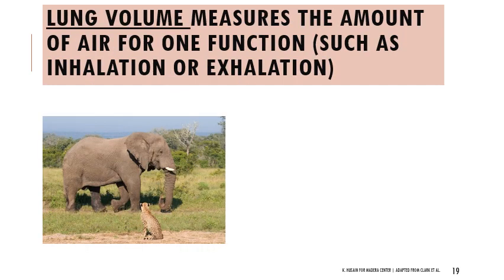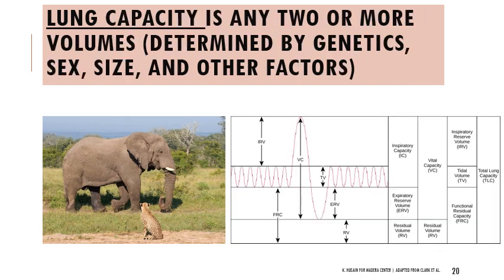So another metric that's important is the actual volume of your lung. So lung volume measures the amount of air that is inhaled or exhaled. So the amount of air you can actually breathe in or exhale, and those are what we call functions. So obviously elephants have a very large lung volume relative to cheetahs, but cheetahs have evolved what we call a very high lung capacity. So lung capacity is any 2 or more volumes.